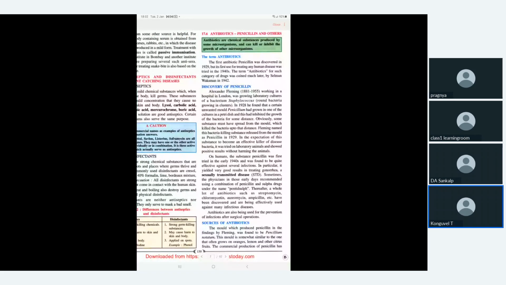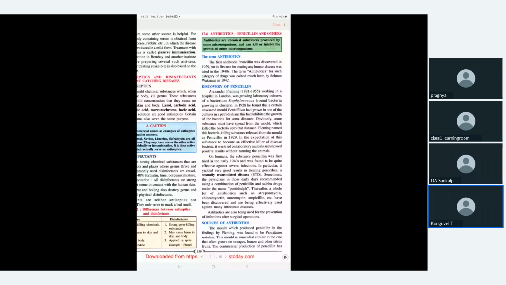And then, what are STDs? STD means sexually transmitted diseases. They are called STDs. Not super talent dangerous, just STD, sexually transmitted disease.